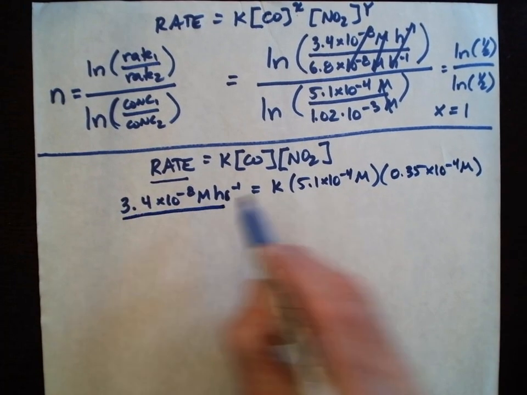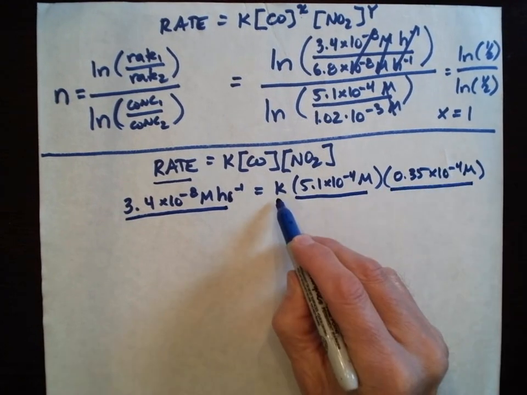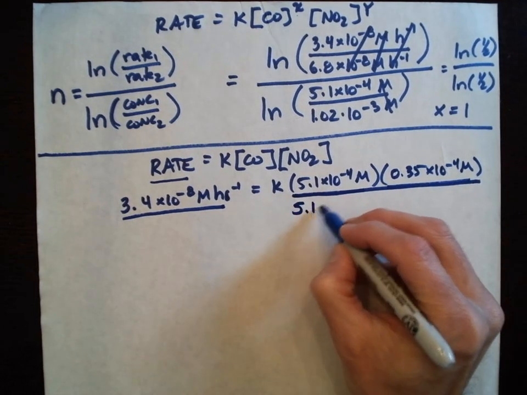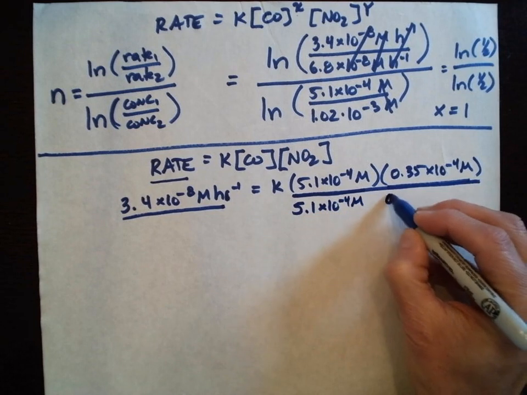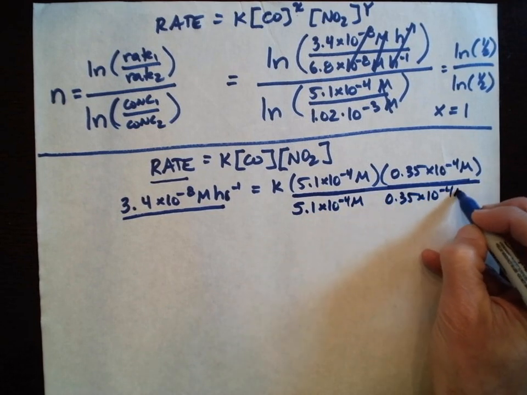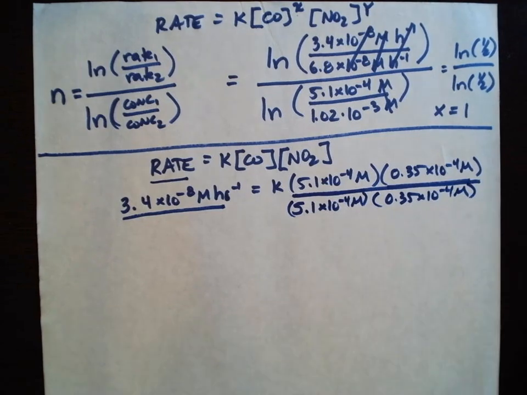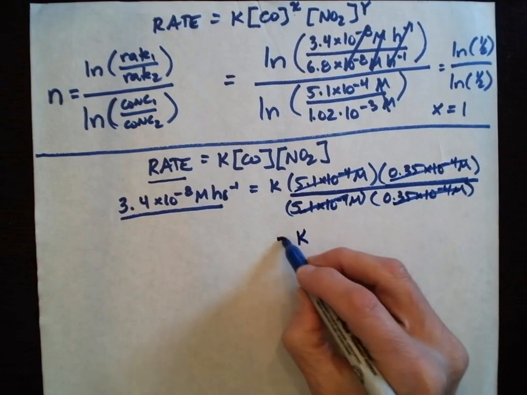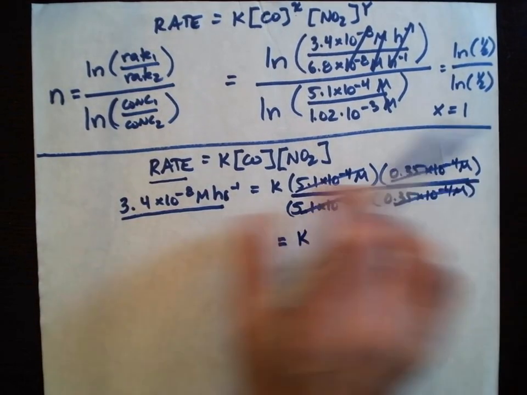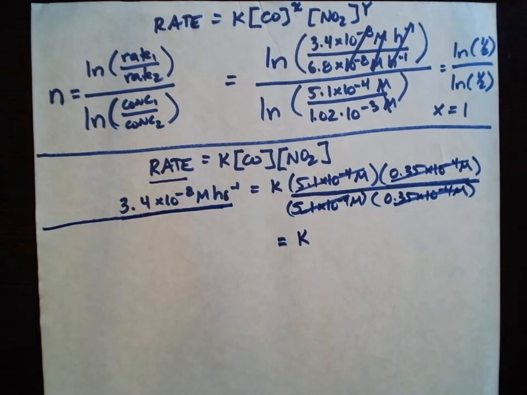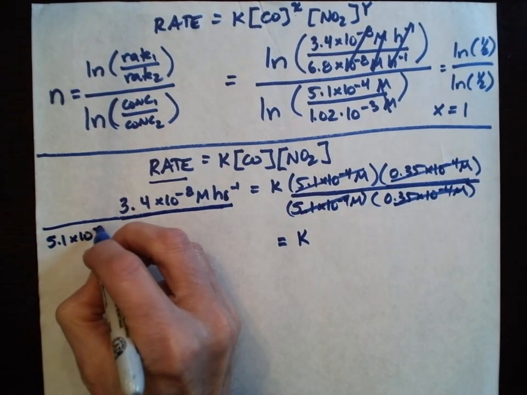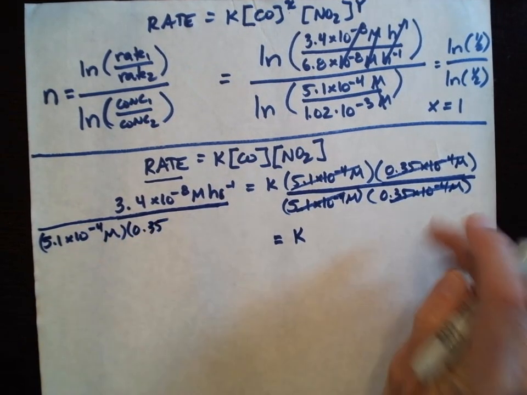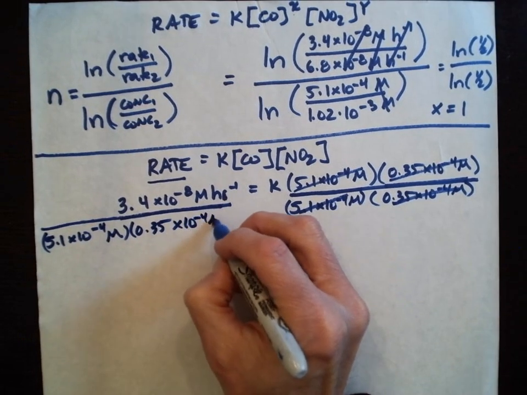I know this. I know this. I know this. I can solve for that. So I'm just going to divide both sides by both of these values. This will cancel this. This will cancel this. We'll find our value for k on this side. And then, of course, whatever I do to this side, I have to do to this side. So we're also going to divide this side by 5.1 times 10 to the negative 4 molar. And we're also going to divide this side by 0.35 times 10 to the negative 4 molar.